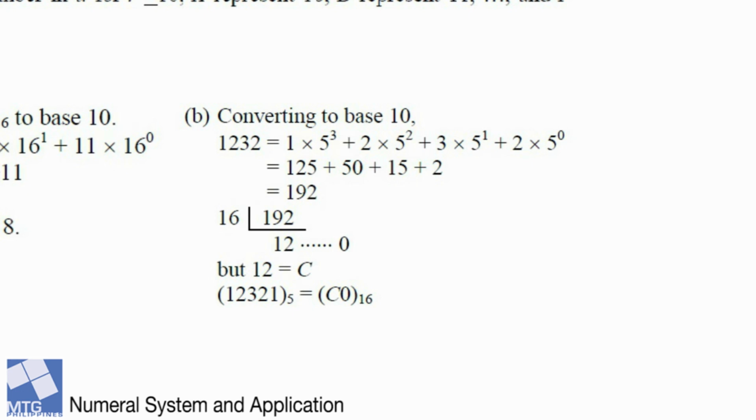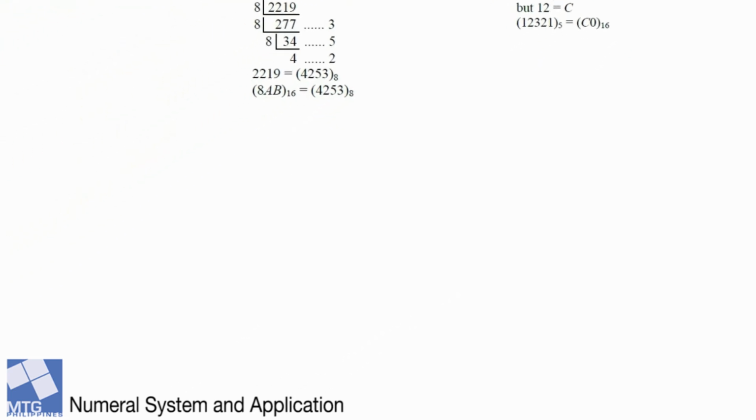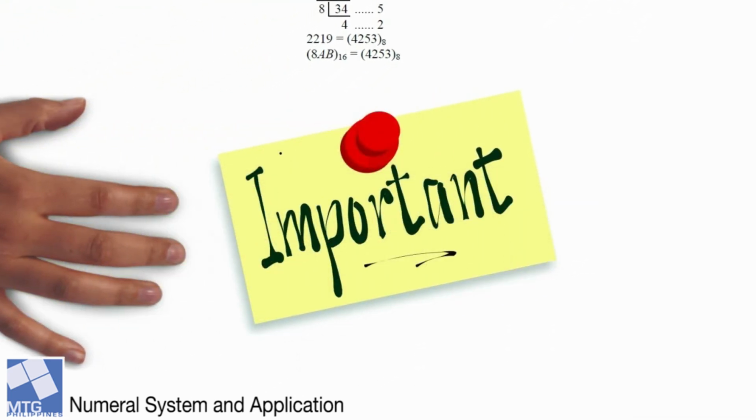That 192, remember, it's base 10. So now we will have 192 divided by 16. We will have this one to be equal to 12 remainder 0. But 12 is C. Thus, we can say that the number 1232 base 5 is simply C0 base 16.